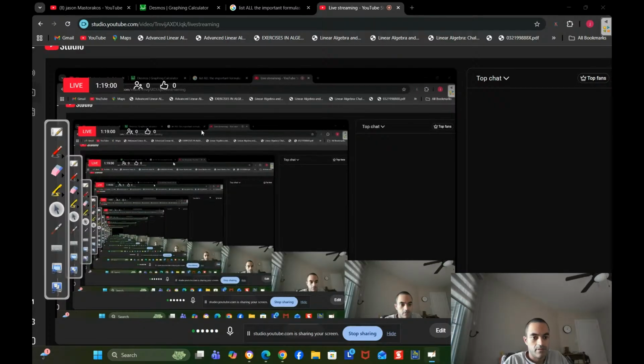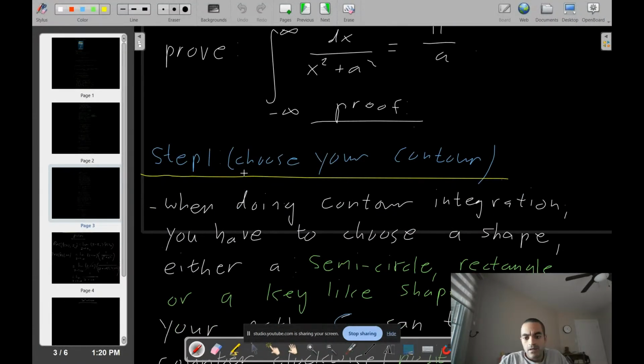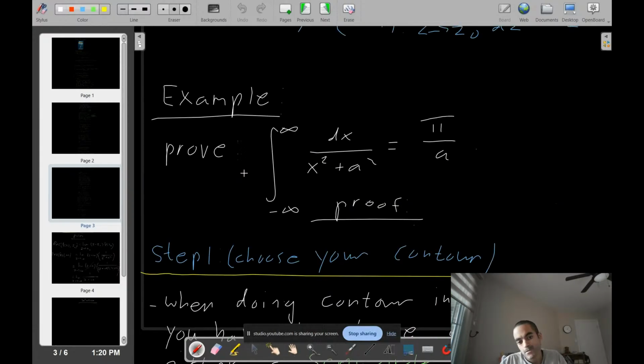All right, so anyone in the chat? Okay, so the proof for this, we want to choose our contour. I haven't talked about this. I'm going to label step 1, 2, 3, 4, and so forth. There are some things I have to talk about here.